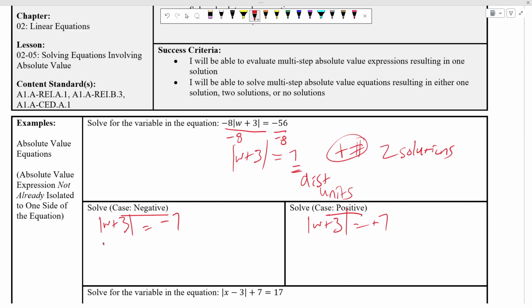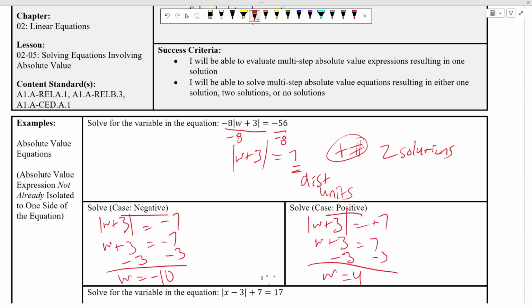Okay, so these bars drop off. Minus 3, minus 3. This becomes w equals negative 10. This becomes w equals 4. Right, did I get that right? Let's see. Minus 7, minus 3. Okay, yeah, I have it right. So the solution set here is negative 10, positive 4. That is indeed the solution set here.